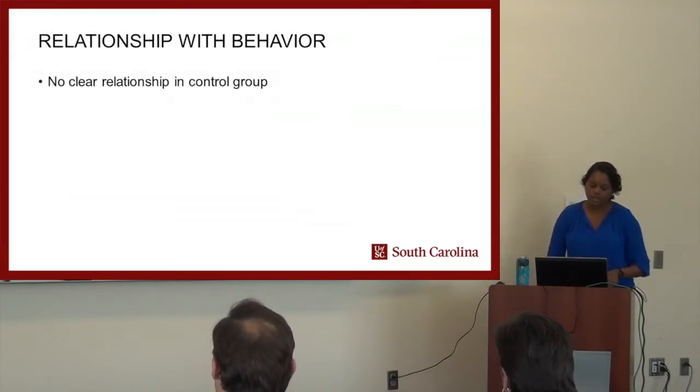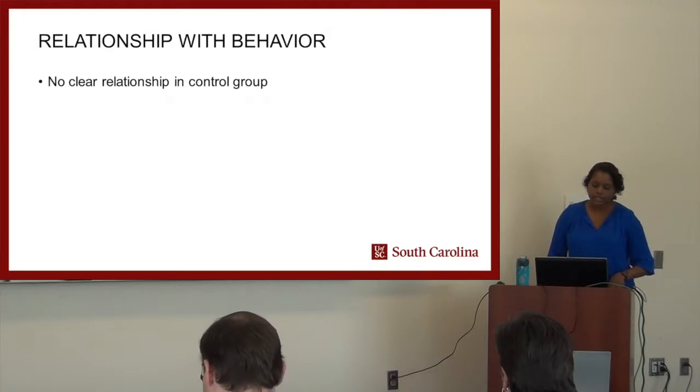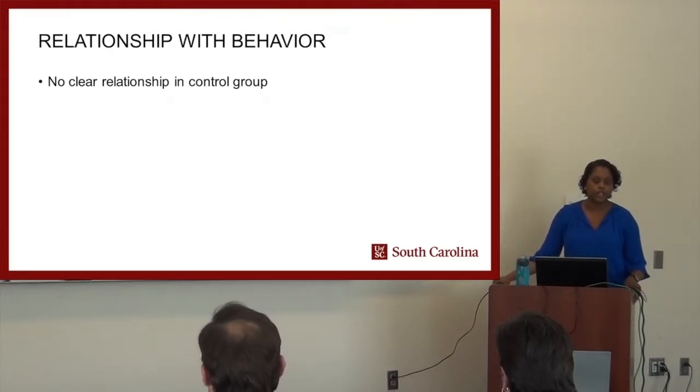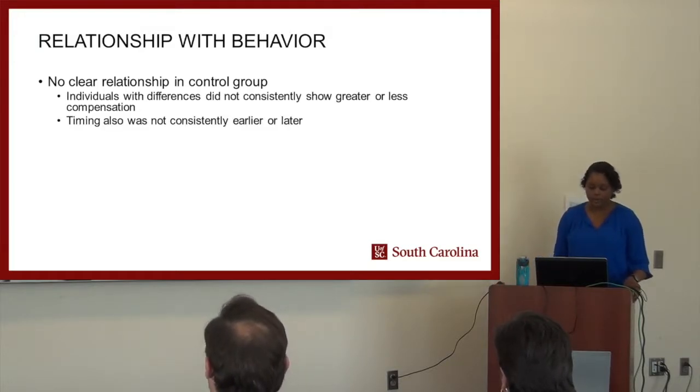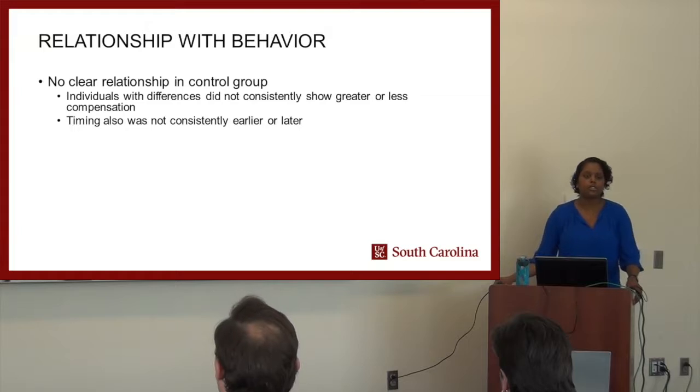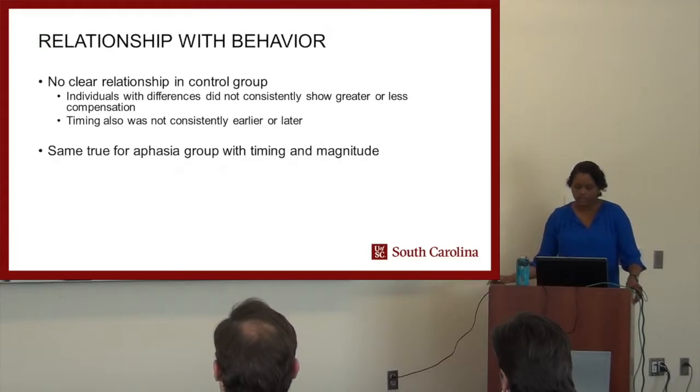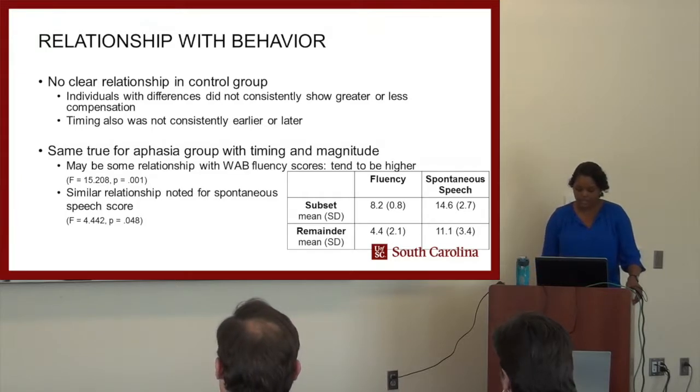So then I tried to connect these results with the behavioral data. So why do some people show significant differences and others do not? There is no clear relationship in the control group, at least at this point. So the individuals who showed those source differences weren't consistently compensating to a greater or lesser degree, and they also weren't compensating earlier or later than the others. The same is true for the aphasia group in terms of the timing and magnitude of the speech response.